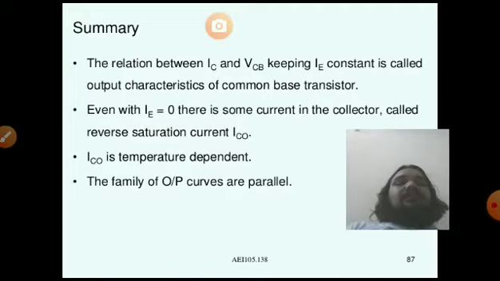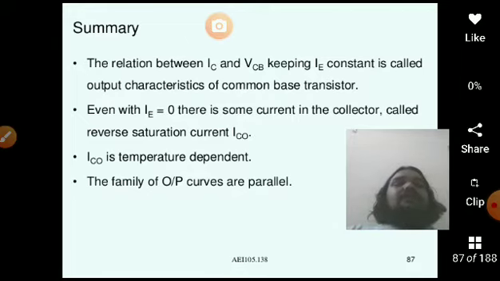Summary: the relation between IC and VCB, keeping IE constant, is called the output characteristics of the common base transistor. Even with IE equal to 0, there is some current in the collector, called reverse saturation current ICO. ICO is temperature dependent. The family of output curves are parallel.